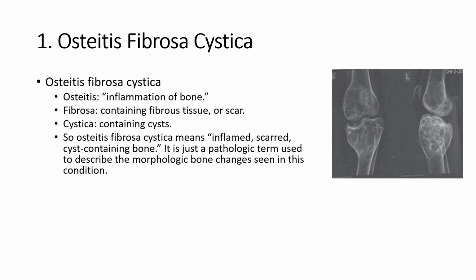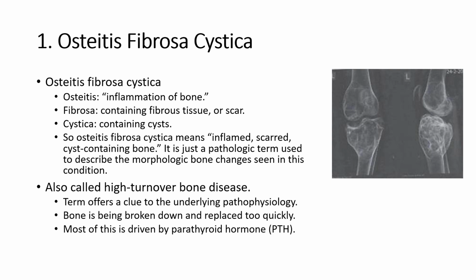Osteitis means inflammation of the bone. Fibrosa means containing fibrous tissue or scar. Cystica means containing cysts. So osteitis fibrosa cystica means inflamed, scarred, cyst-containing bone. It's just a pathologic term used to describe how the bone looks, the morphologic bone changes seen in this condition.